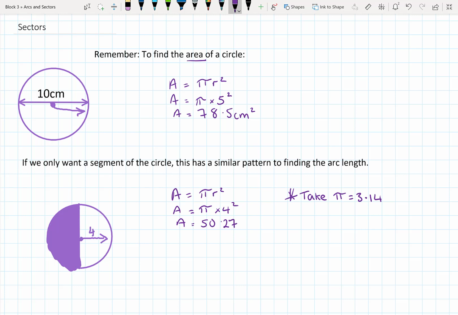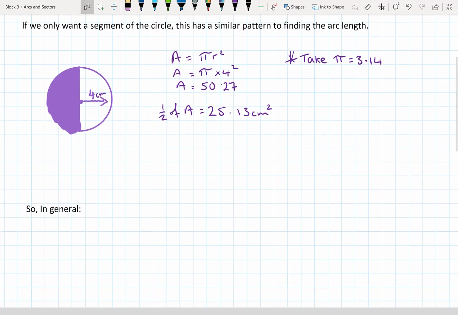Anyway, here I don't want the whole circle, I only want half of it. And so what I need to do is find half of the area of the circle that I've just worked out. So take the number that we've got, divide it by 2, and we end up with 25.13 centimeters squared. Okay, again, we'll take the units as implied because we haven't written them on there. Let's add some units in.